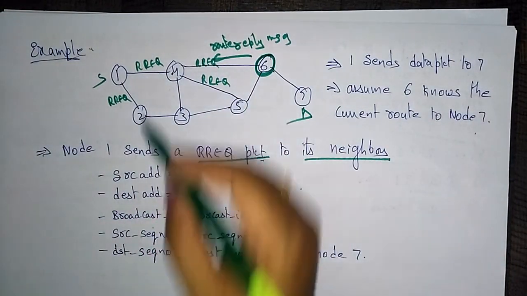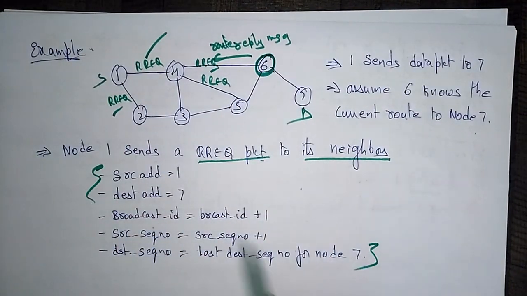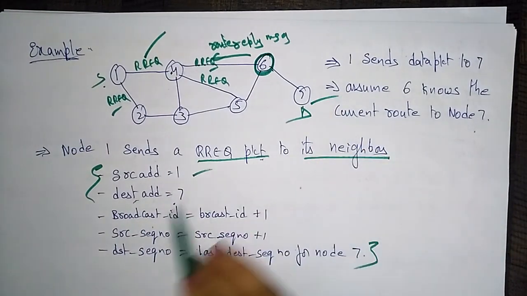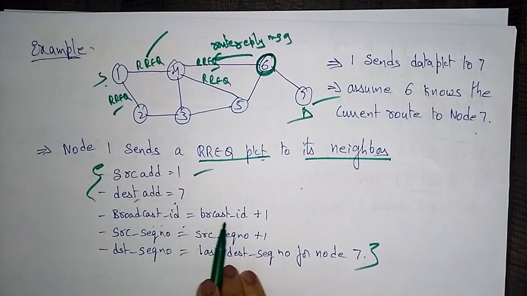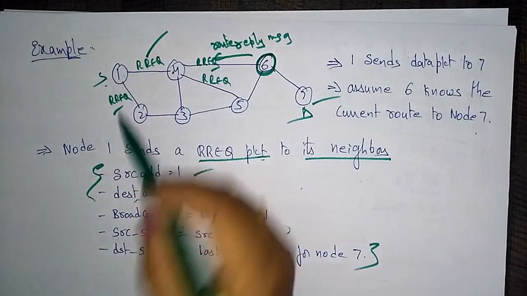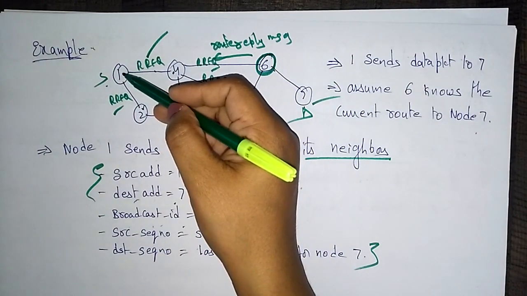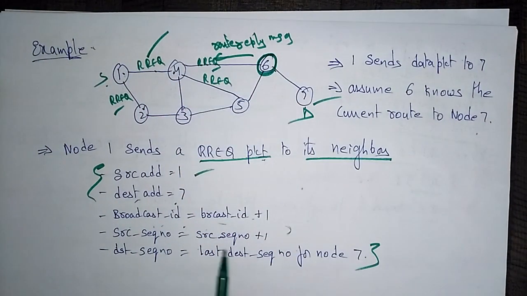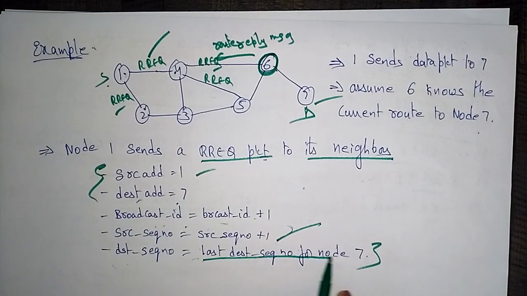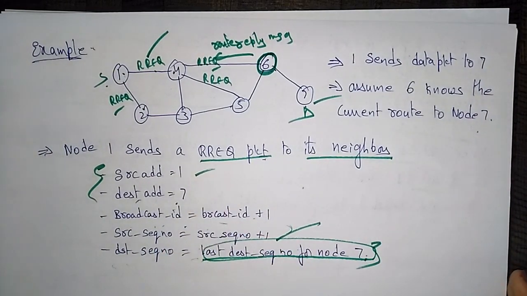So what information will this route request hold? The route request has information like the source address, that is 1, and the destination address, that is 7. The broadcast ID should always be incremented, broadcast ID plus 1. So here it will be incremented, this is 1 and 2. So the broadcast ID of the source is 2. The source sequence number is also incremented, and the destination sequence number is the last known destination sequence number for node 7. Whatever that is, that will be the destination sequence number.